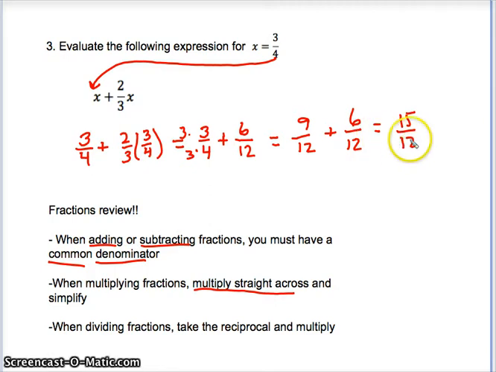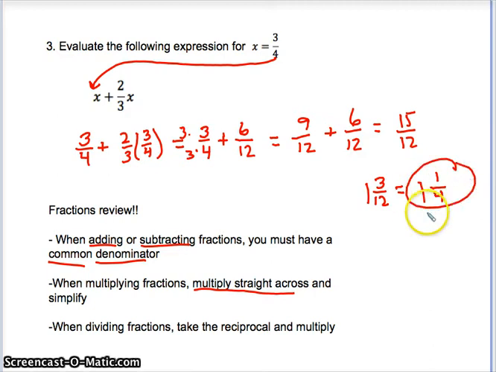I need to decide how many times 12 goes into 15. Well, it goes in one whole time, and I've got 3 left over. So my mixed number is 1 3/12. I can reduce a little bit more, so my final answer is 1 1/4. I got 1/4 because I knew that 3 goes into both 3 and 12, so I did some division, came out with 1/4. My final answer.